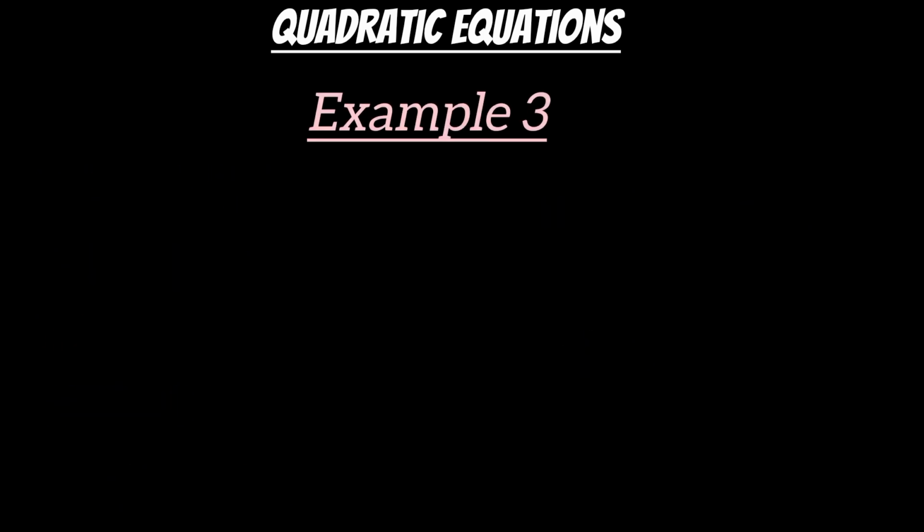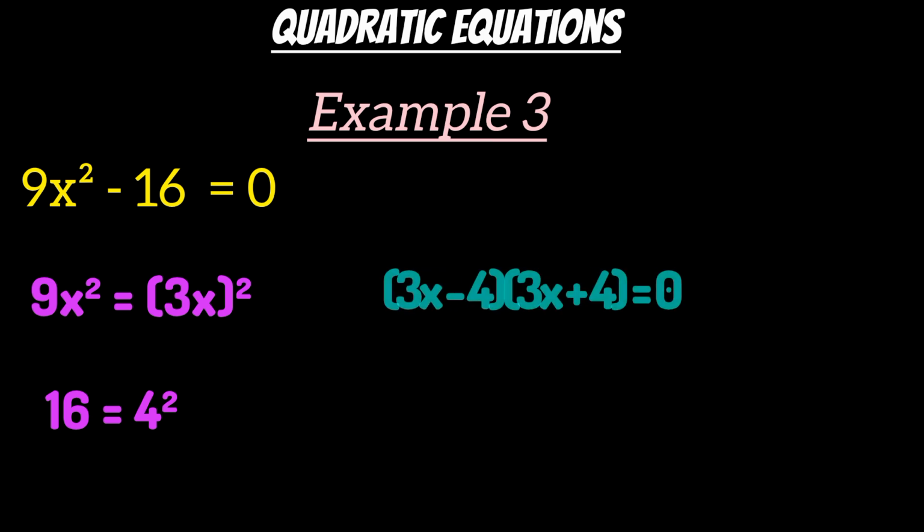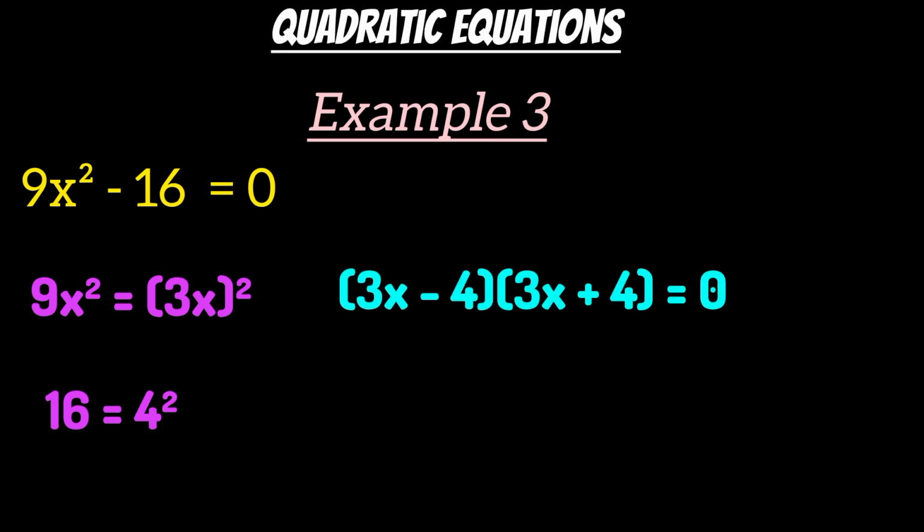Let's look at our example 3. 9x squared minus 16 is equal to 0. Both terms are still perfect squares. 9x squared is the same as (3x) squared, and 16 is the same as 4 squared. So we shall have this as (3x minus 4)(3x plus 4) should be equal to 0.